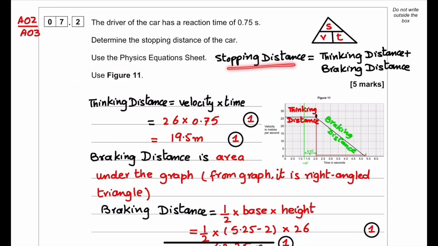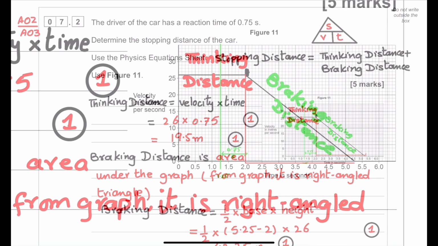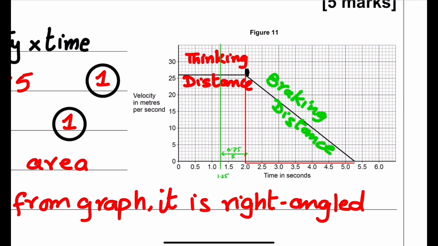We know that the stopping distance is equal to thinking distance plus the braking distance. We will use the same graph, and the reaction time is given here, 0.75 seconds. 0.75 is the time when the driver sees the hazard and reacts to it. From the graph, we can see that at 2 seconds, the driver starts applying the brake and the car stops at 5.25 seconds.